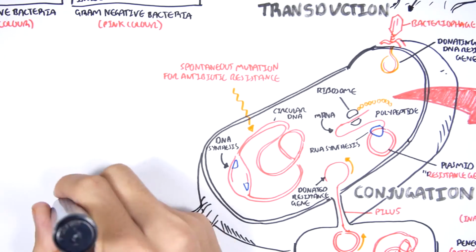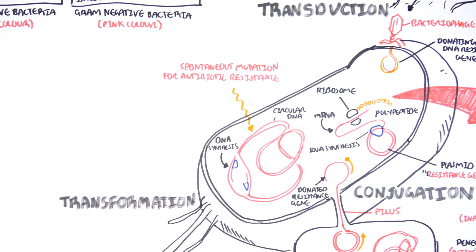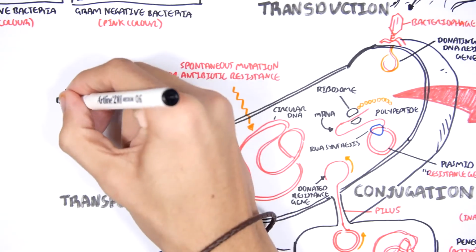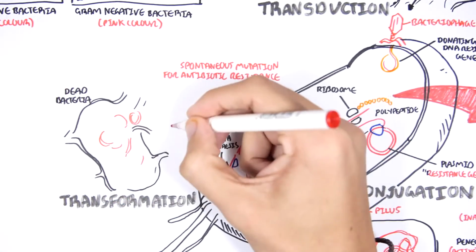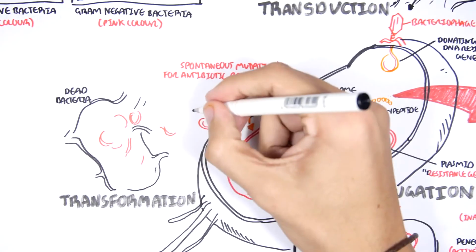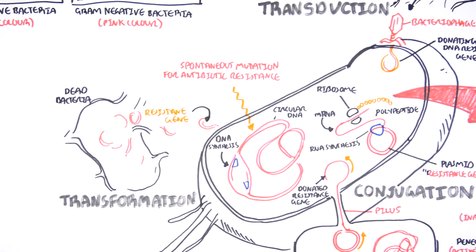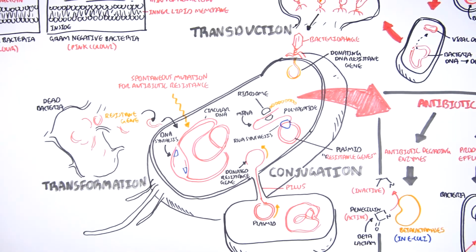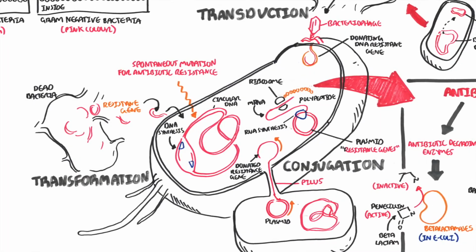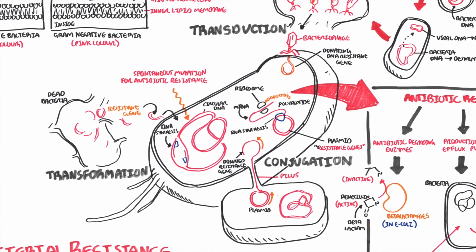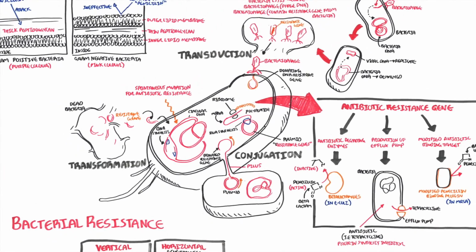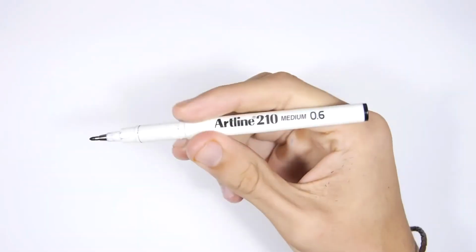The last type of horizontal gene transfer is called transformation, which is basically when another bacteria containing a resistant gene dies or lyses. It will then release the resistant gene. The resistant gene can then be picked up by another bacteria. The other bacteria will then incorporate it into its genome, allowing it to become resistant to some form of antibiotic. So those were important ways that bacteria acquires resistant genes for antibiotics: conjugation, transduction, and transformation.